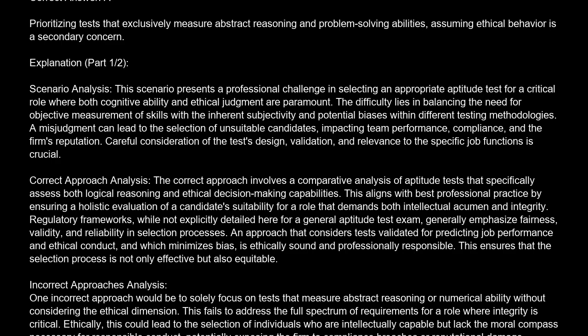Correct approach analysis. The correct approach involves a comparative analysis of aptitude tests that specifically assess both logical reasoning and ethical decision-making capabilities. This aligns with best professional practice by ensuring a holistic evaluation of a candidate's suitability for a role that demands both intellectual acumen and integrity. Regulatory frameworks, while not explicitly detailed here for a general aptitude test exam, generally emphasize fairness, validity, and reliability in selection processes. An approach that considers tests validated for predicting job performance and ethical conduct, and which minimizes bias, is ethically sound and professionally responsible. This ensures that the selection process is not only effective but also equitable. Incorrect approaches analysis.